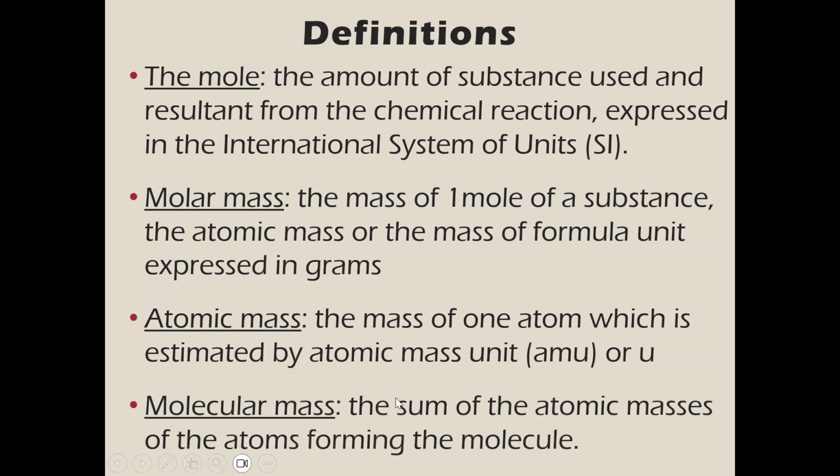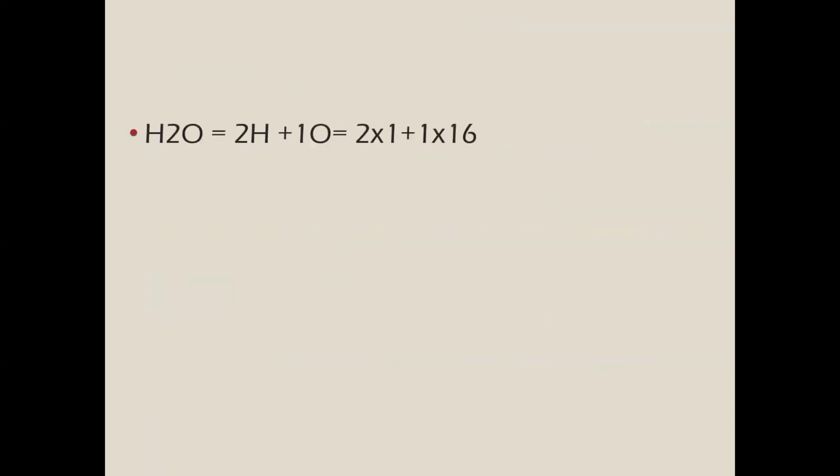The molecular mass is the sum of the atomic masses of the atoms forming the molecule. If we have a molecule like H2, the atomic mass of this H2 is the summation of the atomic masses of the atoms of this molecule. So for H2, the atomic mass of H is 1, so for H2 the atomic mass is 2, 1 plus 1.